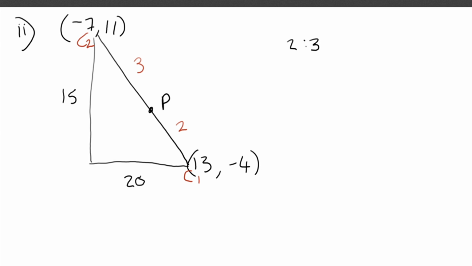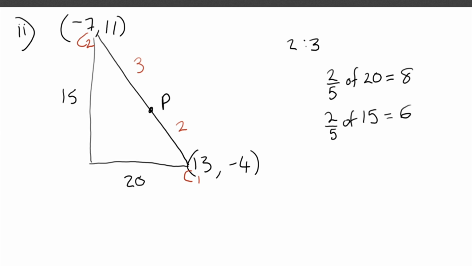So I worked out that it's 20 places to the left if I start at 13, negative 4 and I want to move to negative 7, 11. So to get from 13 to negative 7, I'm going to go 20 places to the left. To get from negative 4 up to 11, I'm going to move up 15 places because negative 4 plus 15 makes 11. So what I'm going to do is find out what 2/5 of 20 is. 2/5 of 20 is just 20 divided by 5 is 4, 4 2s are 8. And 2/5 of 15, 15 divided by 5 is 3, 3 2s are 6.